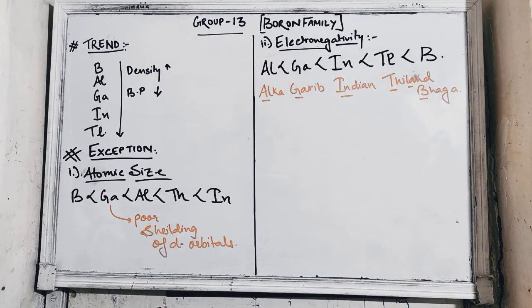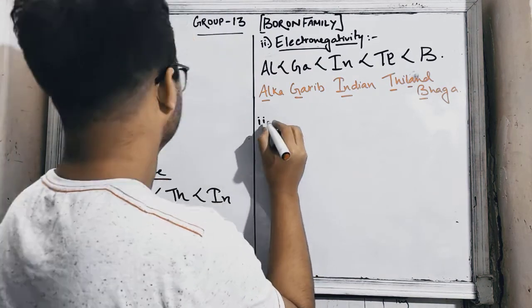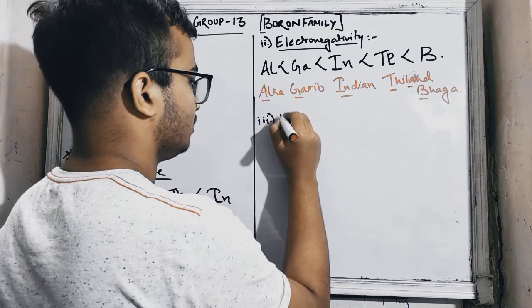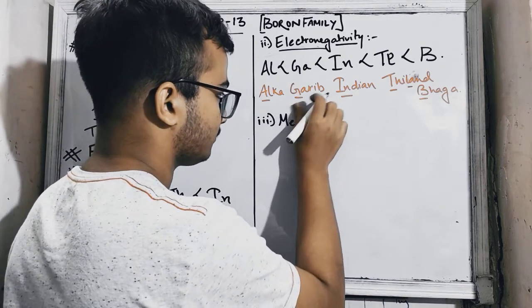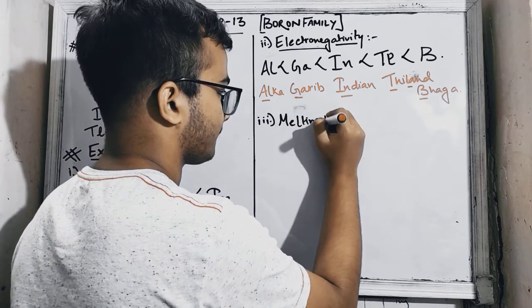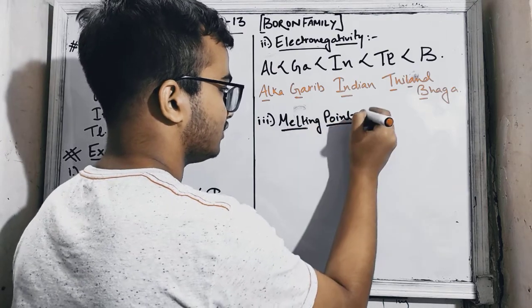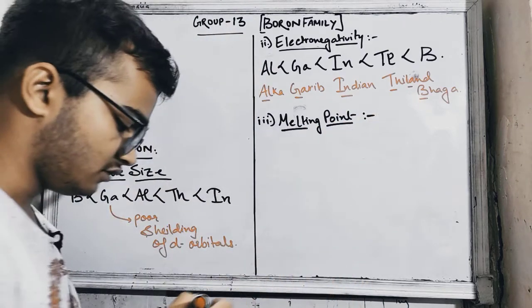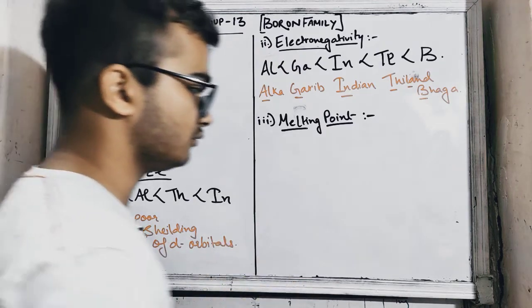Next we come to the melting point. This is number 3, melting point. So what is the order of melting point? It will follow like this. Let's write the acronym first so that it is easier for us to relate.